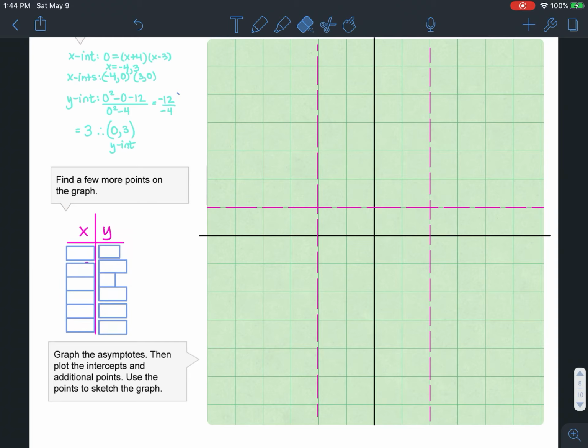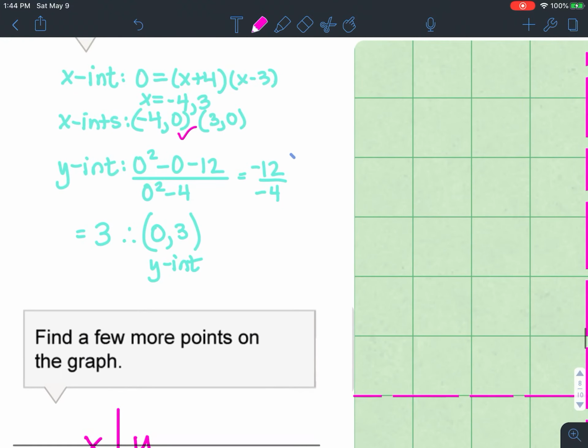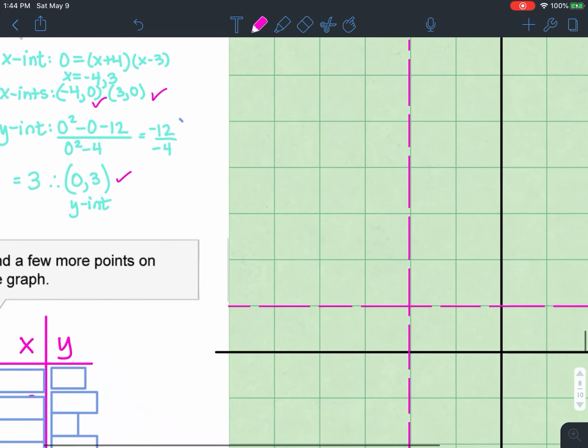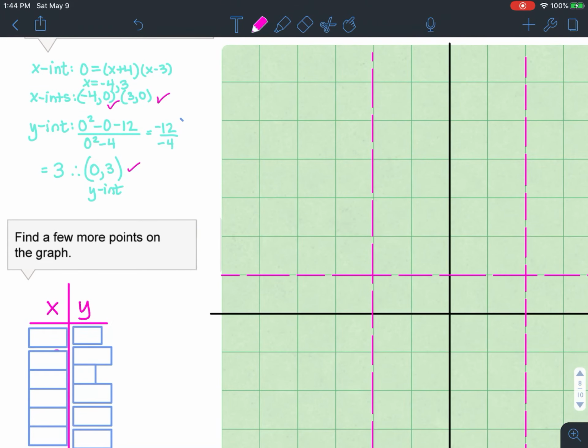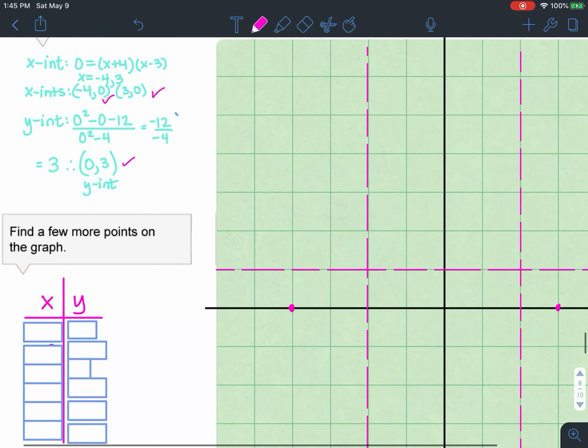Look at that. I love that. Okay. Let's just put on the points that we already found, because we already have 3 points. We have our x-intercepts and we have our y-intercept. So our x-intercepts are negative 4, 0 and 3, 0. And these are just literal points, so we're counting from the origin. We're not counting from the intercepts. The only time you can do that is if it's a transformation one like we did on the last video. And then we have the y-intercept of 0, 3.